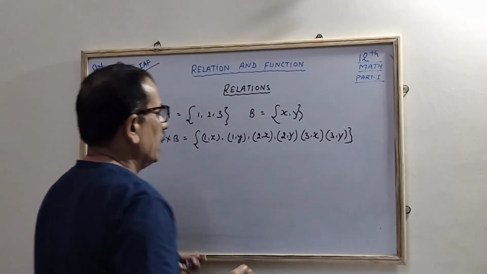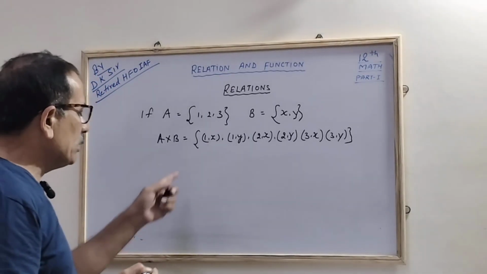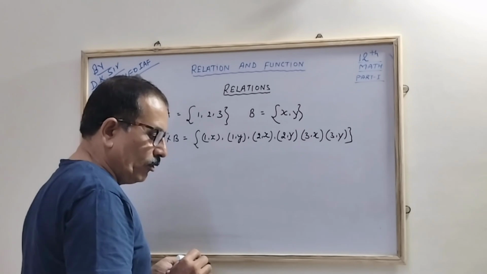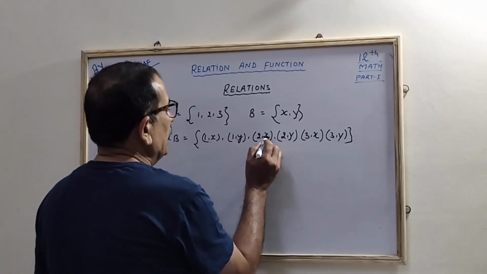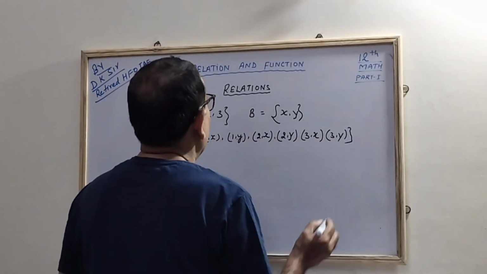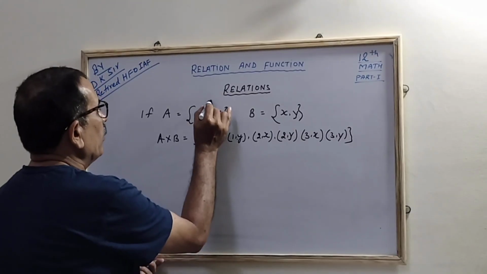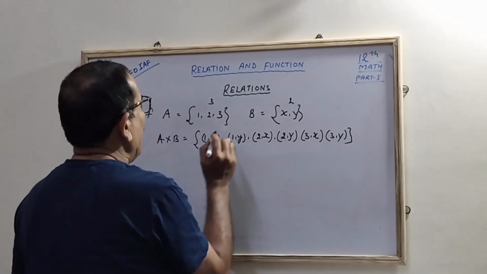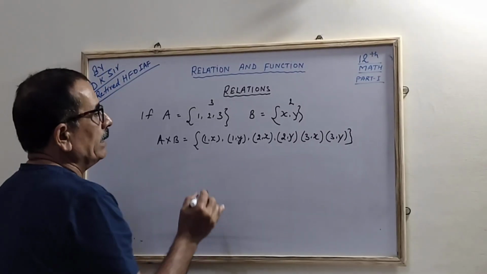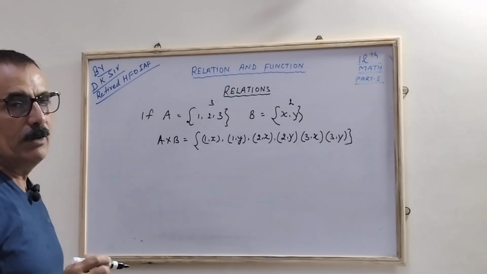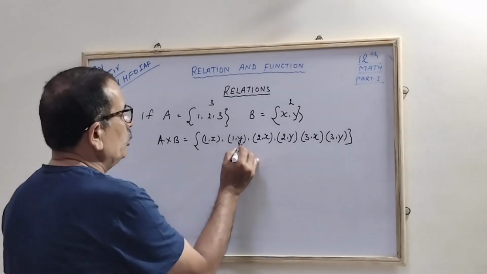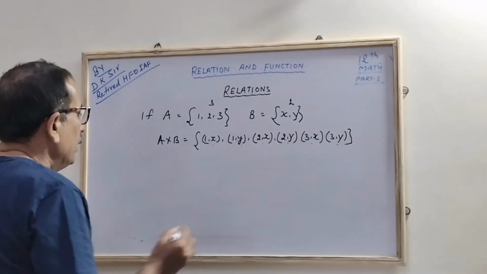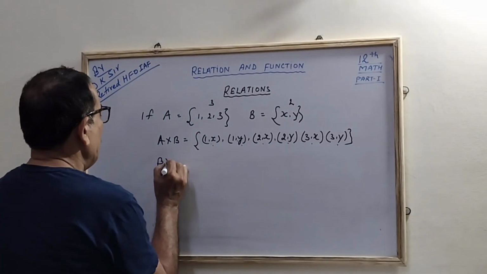So the Cartesian product will be this one. How many are there? 1, 2, 3, 4, 5, 6. A has 3 elements and B has 2 elements, and when you multiply, the Cartesian product has 6 elements. Understood? Now we will see what B × A will be.